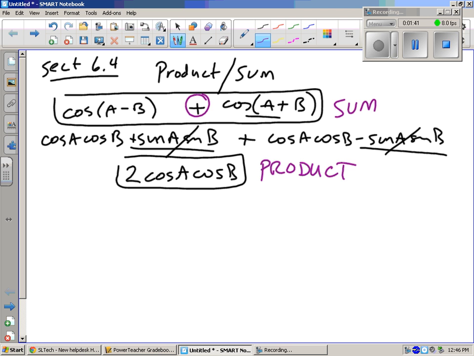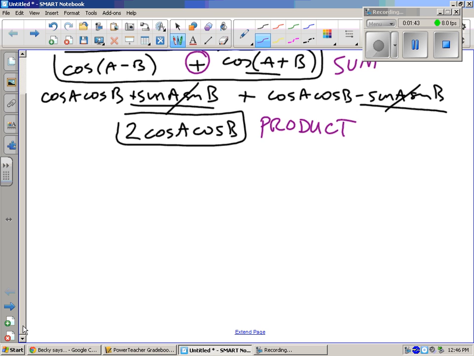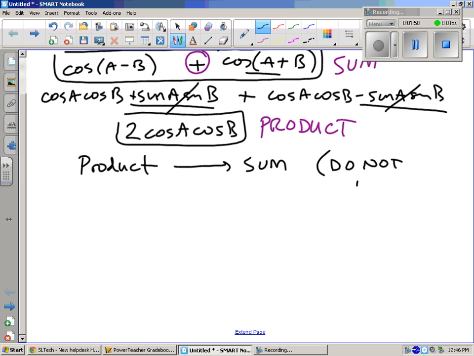So we're going to write down these formulas right here. On the left side is going to be the product, and on the right side, its counterpart is going to be the sum. And these are do not memorize. I will give you these on any test or quiz.